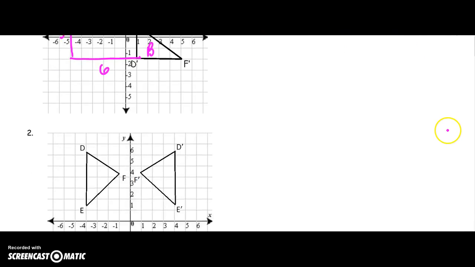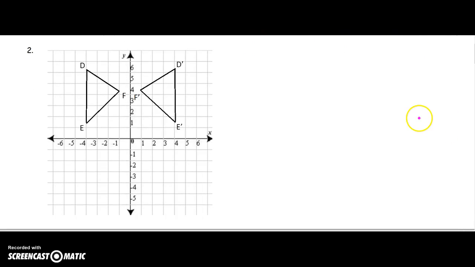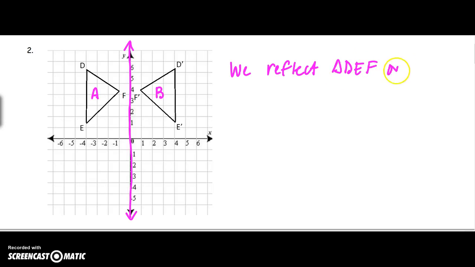So here's another one. In this one, triangle A is here on the left and B is on the right. And if you notice, it's reflected. And you find that line of reflection, and it just happens to be the y-axis in this one. So we would say we reflect triangle DEF over the y-axis. And then it matches that second triangle.